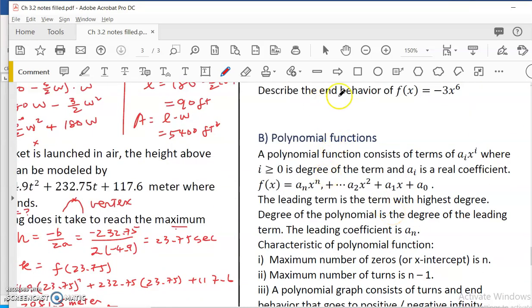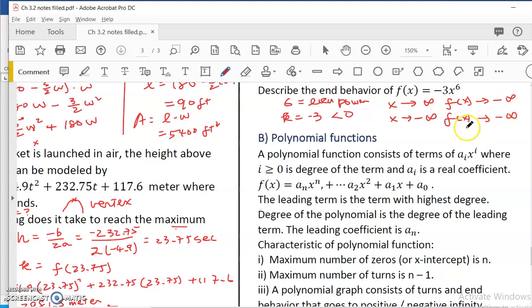Let's try. What is the end behavior of negative 3x to the 6? So we say 6 is an even power. We know that it is either up, up, or down, down. Is it up, up, or down, down? But k, the coefficient of the power function, is negative 3, which is less than 0. So when x approaches infinity, f of x, no matter what, is always going to be negative, because you have a negative multiplied in front of it. When x is negative infinity, f of x is also negative infinity. They always go down, right? Like that.